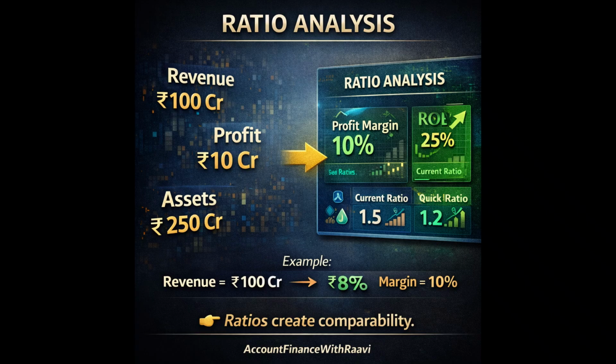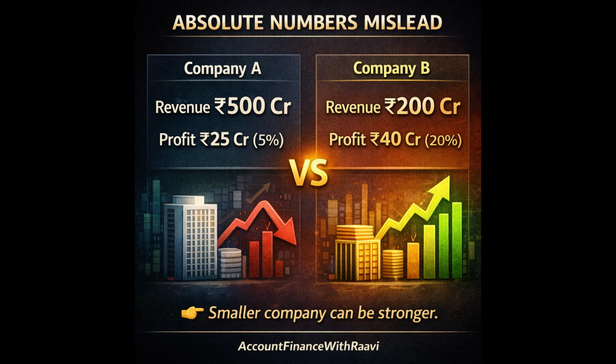Ratios create comparability. So company A has 500 crores revenue, company B has 200 crores revenue. The profit of company A is 25 crores, which is 5% of company A's revenue, and company B's profit is 40 crores, which is 20% of company B's revenue. So the smaller company can be stronger. You should not be misled by the numbers. So here the ratio analysis comes into the picture.